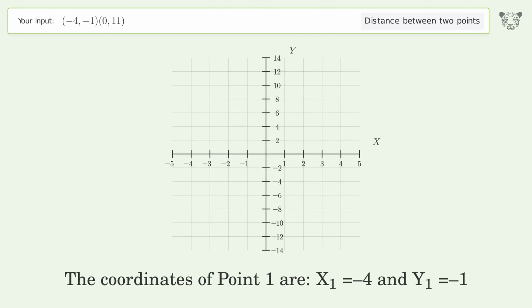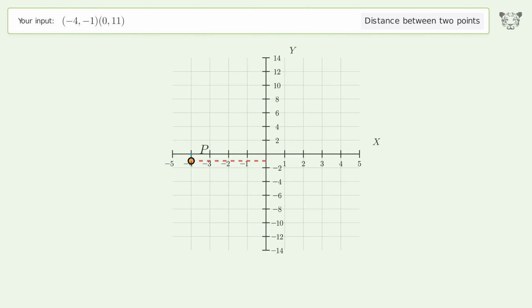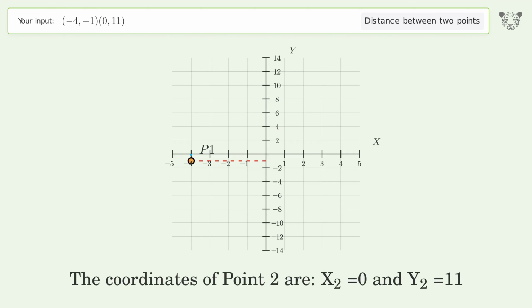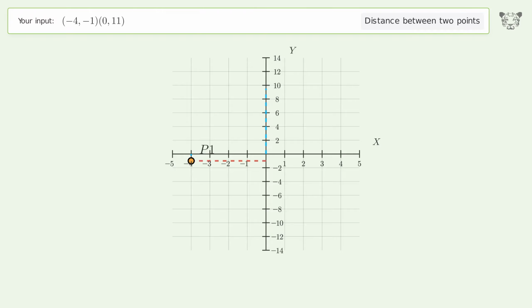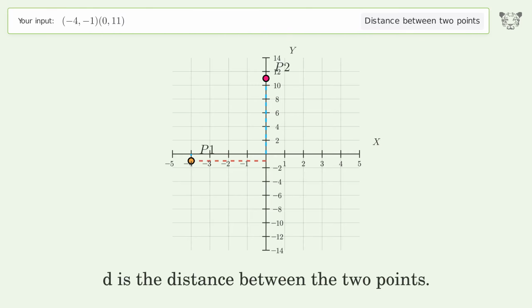The coordinates of point 1 are x1 equals -4 and y1 equals -1. The coordinates of point 2 are x2 equals 0 and y2 equals 11. D is the distance between the 2 points.